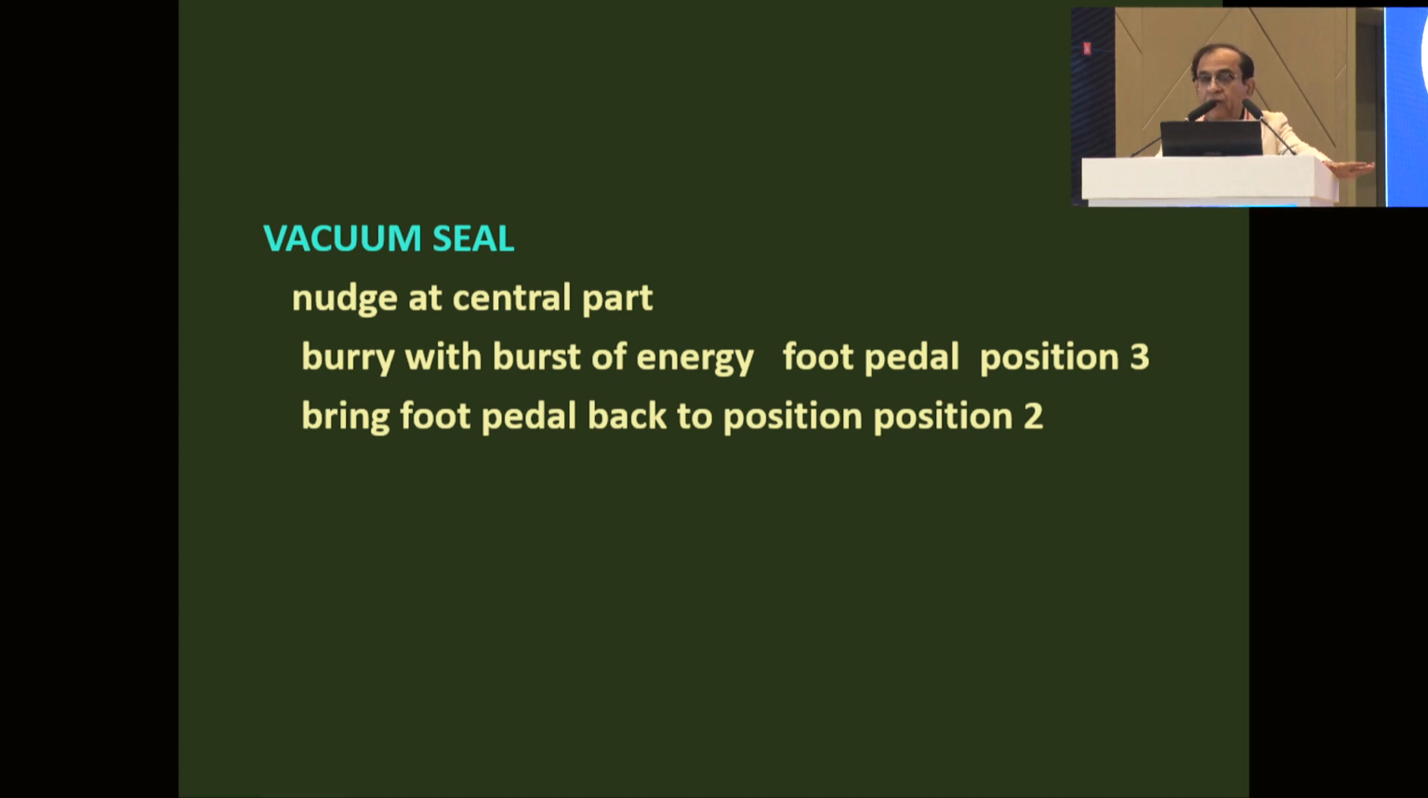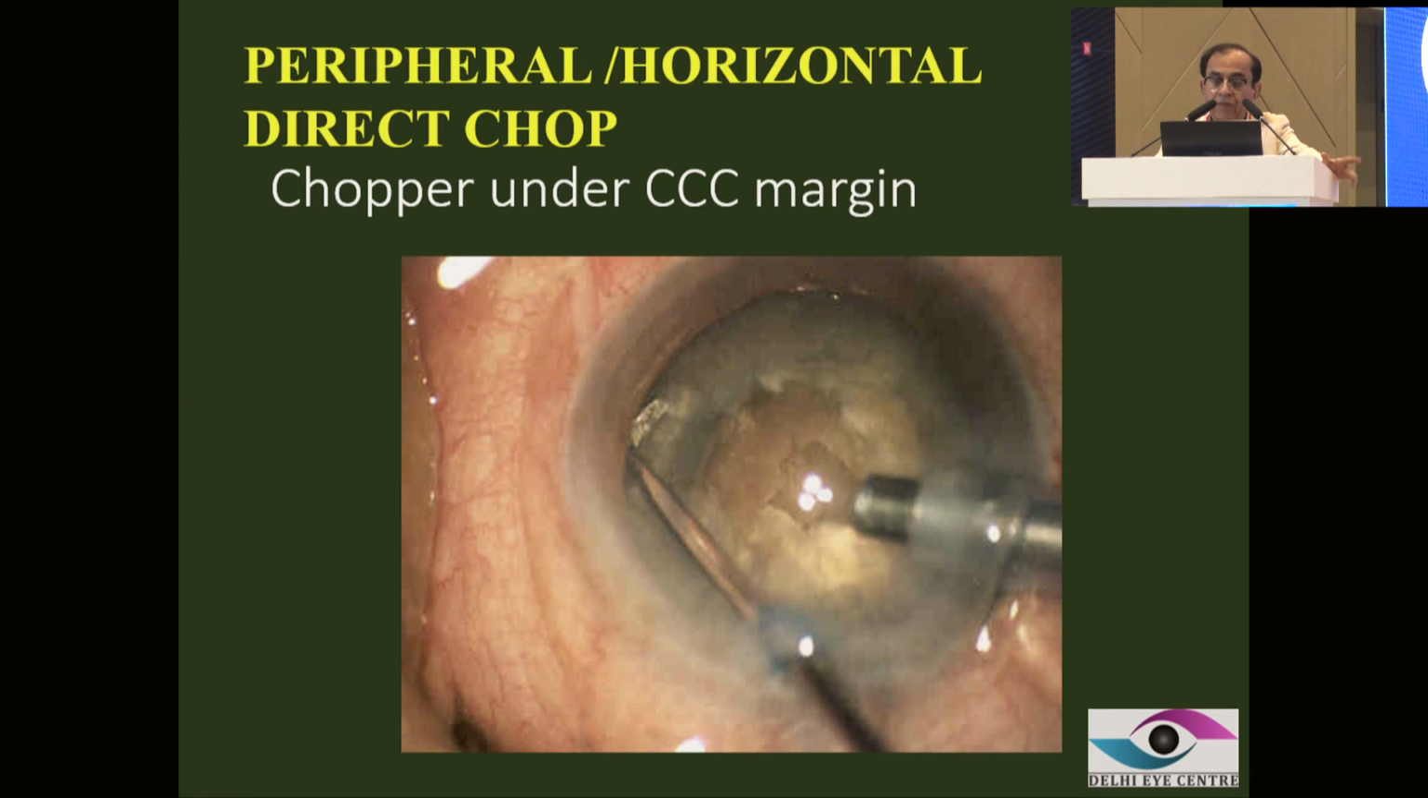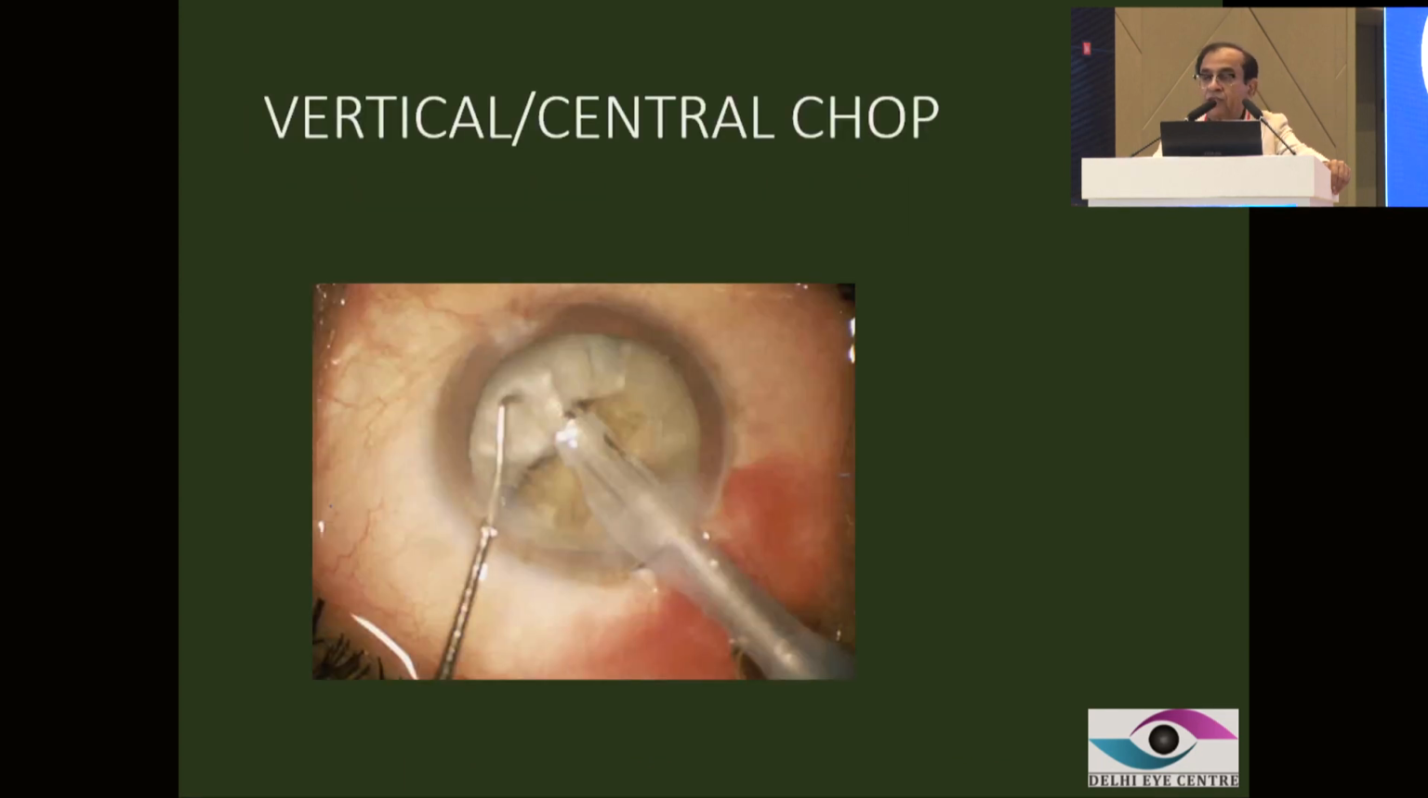So to create a vacuum seal, nudge at the central part of the nucleus, bury with a burst of energy at foot pedal position 3, and then bring the foot pedal into position 2 and keep on holding over there. So this is a peripheral chop where the chopper is negotiated under the rhexis margin horizontally, then made vertical and pulled towards the tip. This is a central chop where you bury the chopper directly within the rhexis margin.